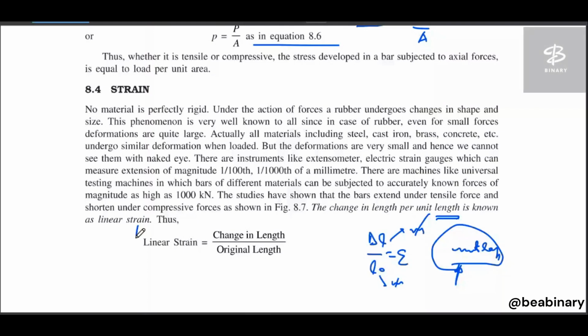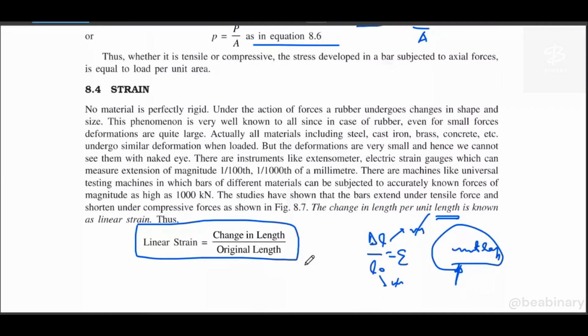Besides linear strain, volumetric strain and areal strain depend upon the cross-section area and particular components. So they will depend upon the areas.